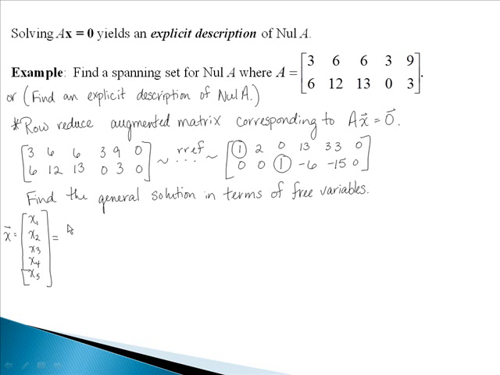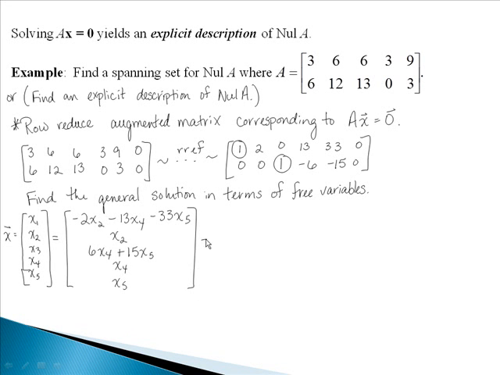And when we solve, we see that x1 is equal to negative 2x2 minus 13x4 minus 33x5. x2 is free, and then x3 is equal to 6x4 plus 15x5. x4 is free, and x5 is free.